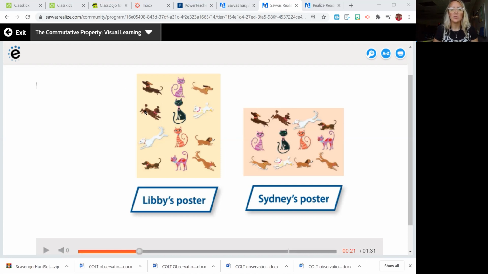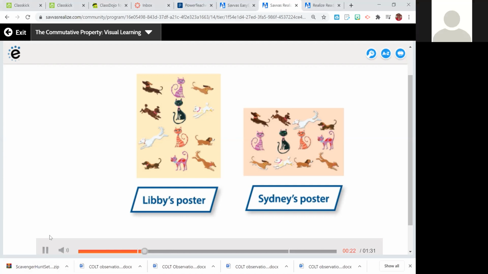So we have 1, 2, 3, 4, 5, 6, 7, 8, 9, 10, 11, 12. There are 12 stickers on Libby's poster. Now they had 4 rows and 3 columns. This one has 3 rows and 4 columns. Let's count how many Sydney has. 1, 2, 3, 4, 5, 6, 7, 8, 9, 10, 11, 12. They both have 12.